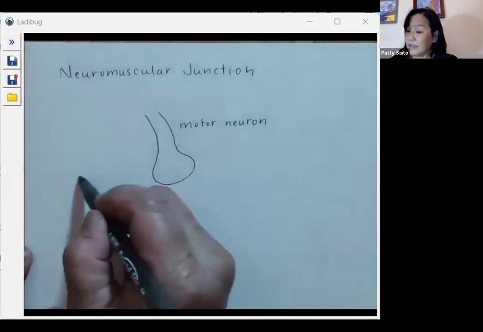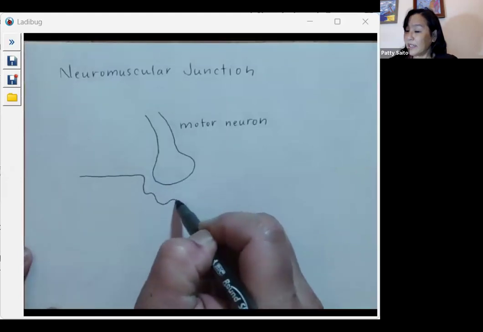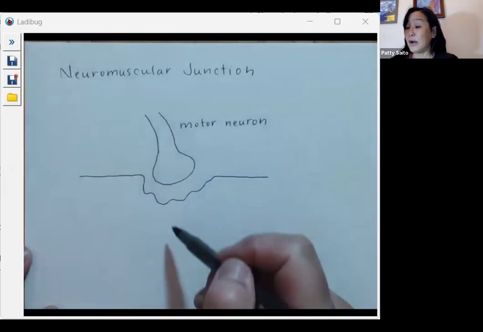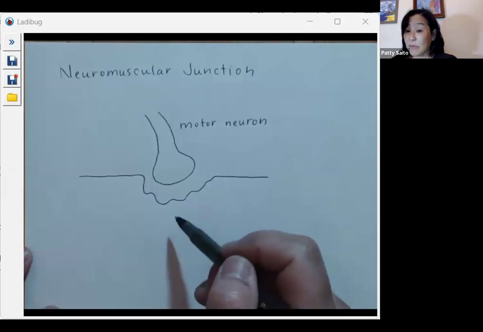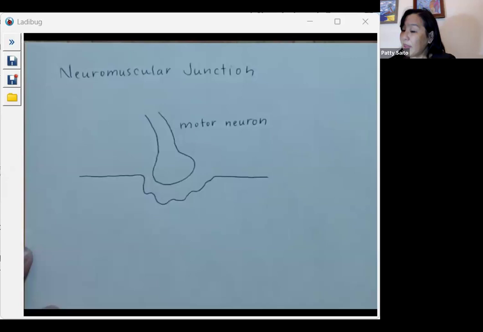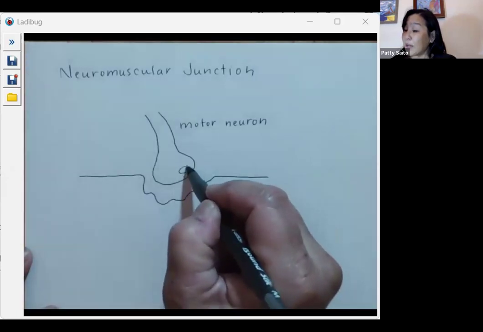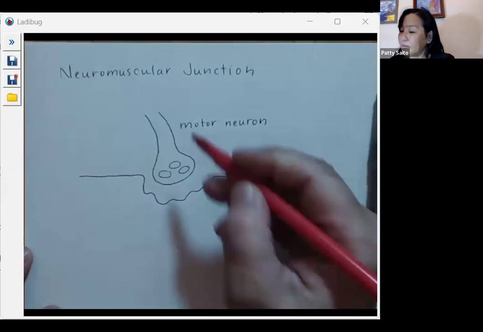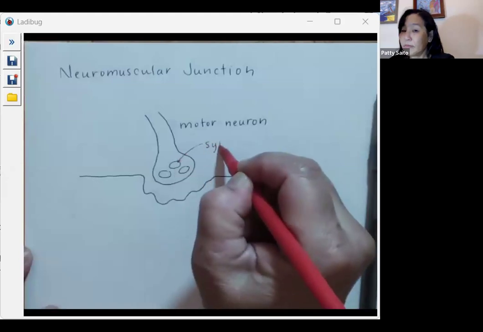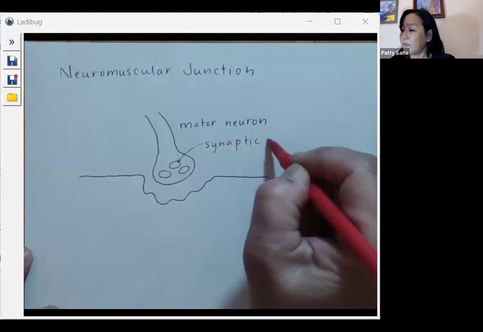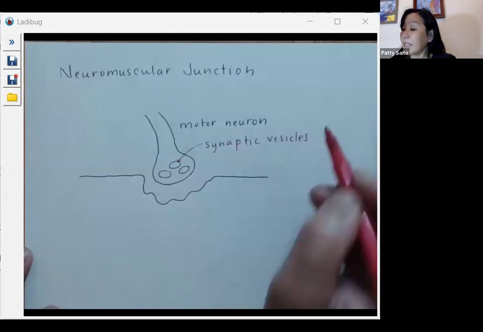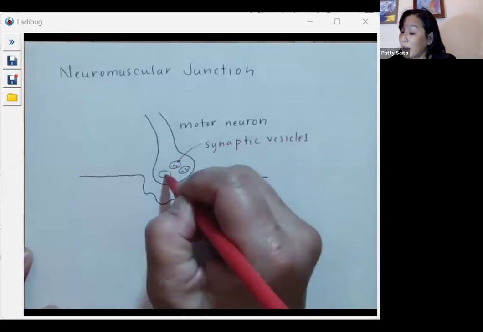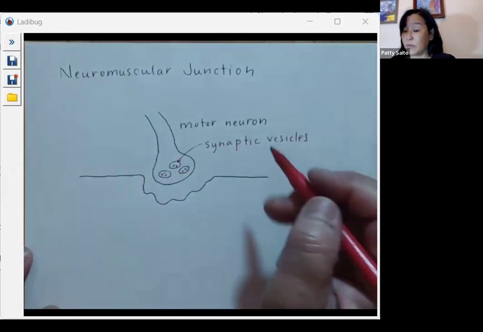And then the muscle surface is here. Okay, so this is the neuromuscular junction. Let's label some things in here. Within the motor neuron, right at the end, there are vesicles here. We call those synaptic vesicles. Inside the synaptic vesicles, we have chemicals. These chemicals are called neurotransmitters.